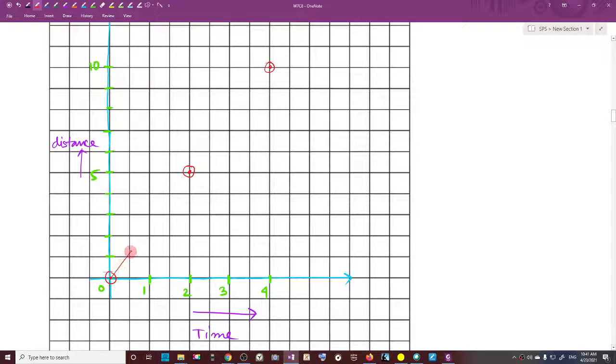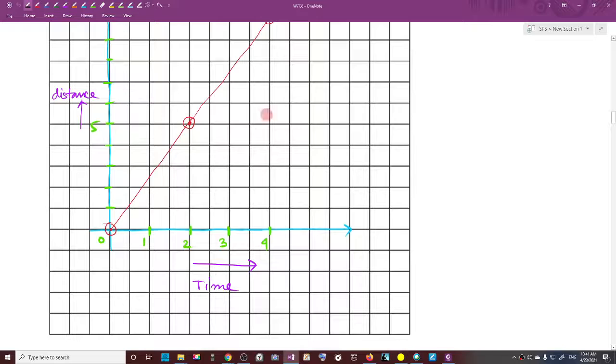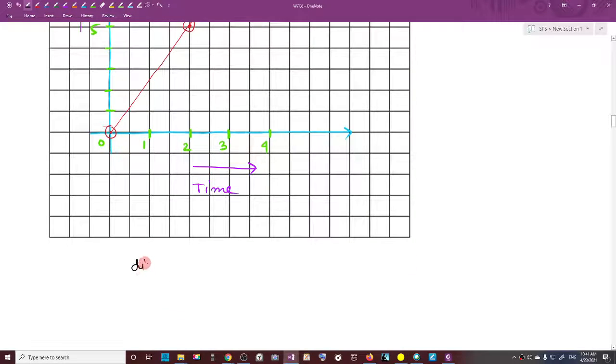Now if we draw a straight line passing through these points, we will get a graph like this. This one is the distance time graph. This one is the distance time graph for speed equals 2.5 meter per second.